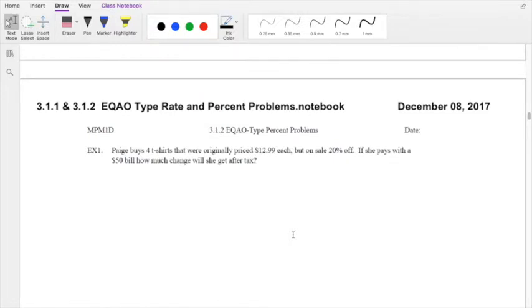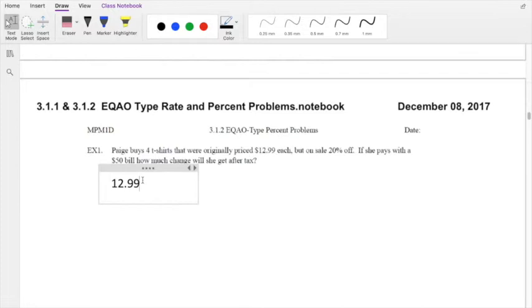Now, let's take a look at this one. Paige buys 4 shirts that were originally priced $12.99, but on sale for 20% off. If she pays with a $50 bill, how much change will she get after tax? Okay, so let's figure out how much 20% off is of this. So we know the price is $12.99.